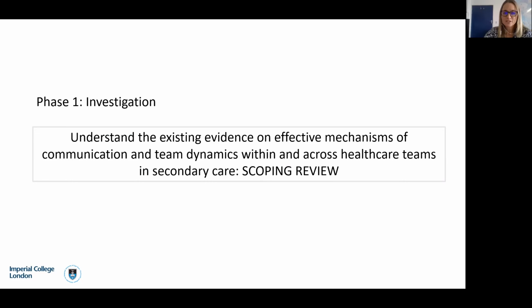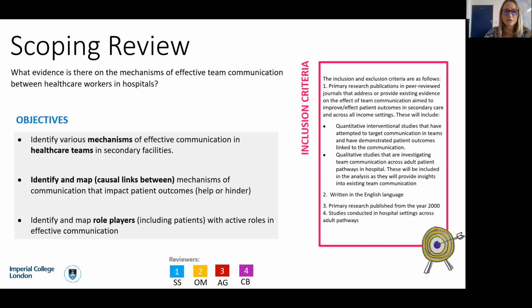I have started a scoping review because I feel that it's important as a baseline to this work to understand the existing mechanisms of communication and team dynamics which have been tested in hospitals. I'm not going to go into a lot of detail around this. I just wanted to talk you through this, but just for a matter of time, I'm going to scan through this.